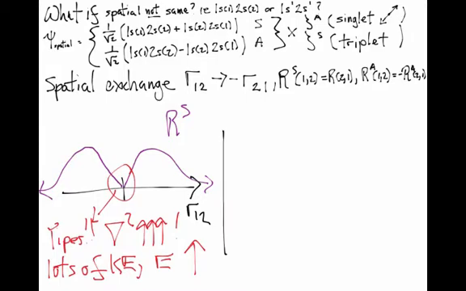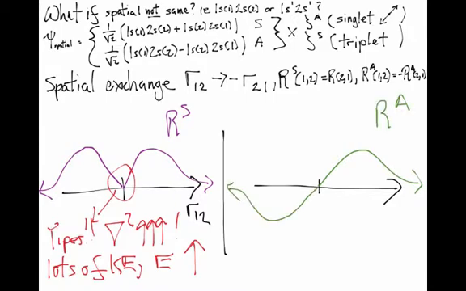Now, let's consider the antisymmetrical case. So here's r12 again. Here's the same basic wave function in the positive direction of r12. But now, for the antisymmetrical case, it has to change sign on the other side. So I have to flip it over, and it looks like that. That's a nice antisymmetrical wave function.